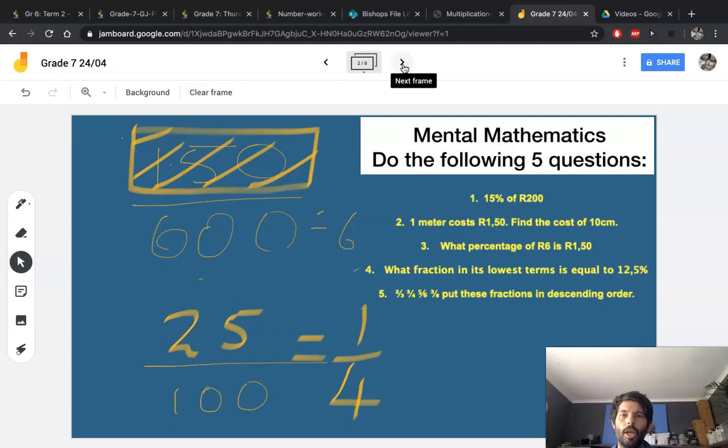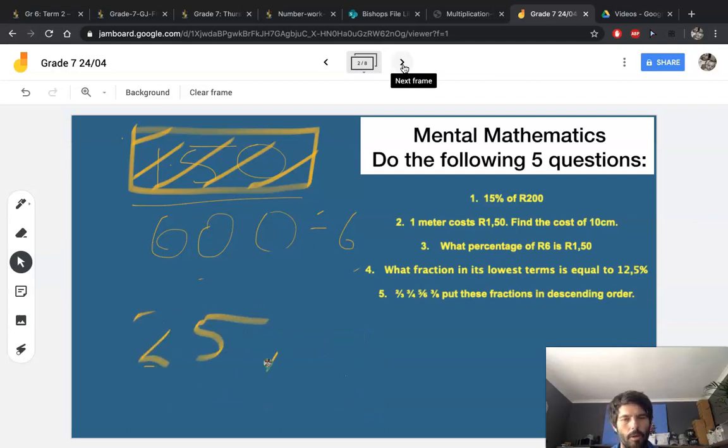Okay, and then I can just check that. If I multiply 25 by 6, does it get me 150? Yes, it does. And if I multiply 100 by 6, does it get me 600? Yes, it does. And the only thing left to do there is convert 1/4 to a percentage. And we know that 1/4 as a percentage is 25%. Okay? So R1.50 is 25% of 6 Rand.